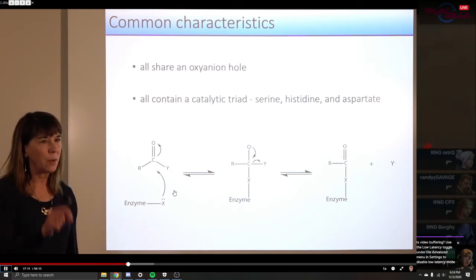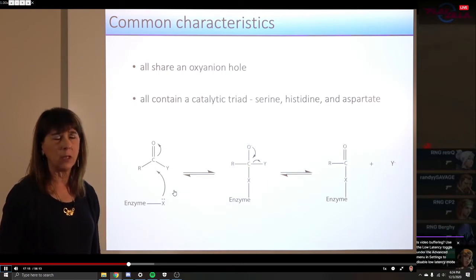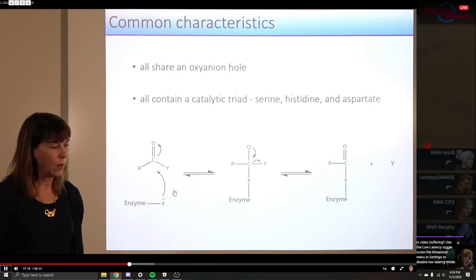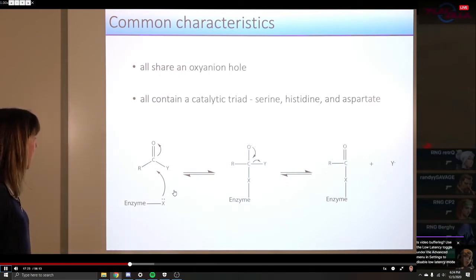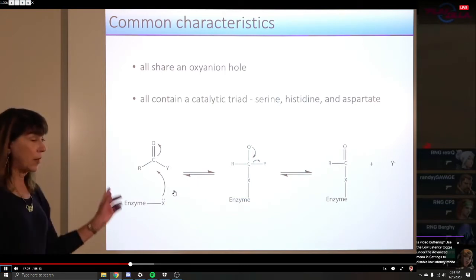It's the serine. But remember, serine, if it's not deprotonated, not an alkoxide, is not a good nucleophile. You've got serines all over in proteins. So what is it about this one? The thing to remember, the serine's going to attack. You have a tetrahedral intermediate and a transition state.